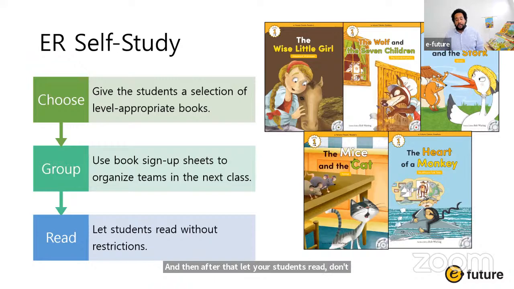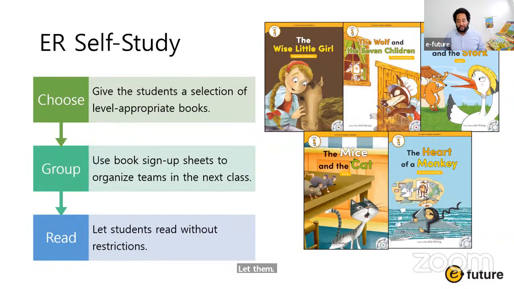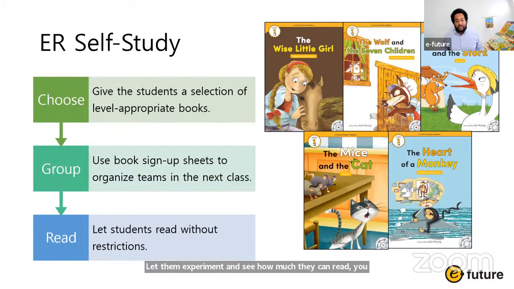Don't restrict them. And this is something that I like to point out too, is if you want your students to be able to come back and talk about one book, but if they want to read 2, 3, 5 books, let them. Let them experiment and see how much they can read. You should never restrict a reader. And so this is an opportunity. If a student says, I want to read 2 books, let them do it.